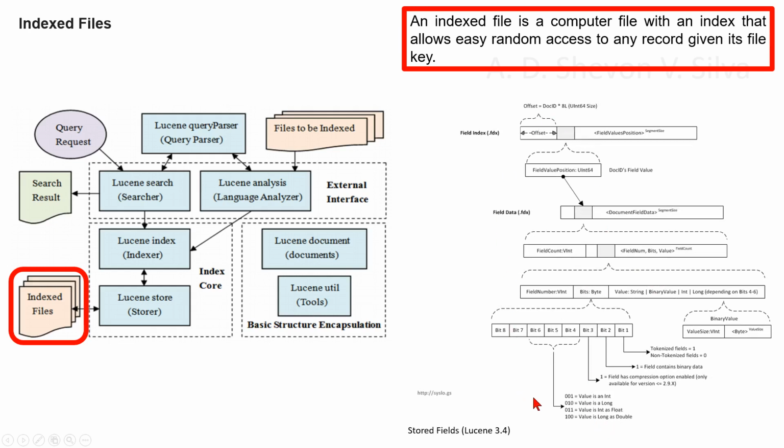Here you can see stored fields. Stored fields are the original raw text values that were given to Lucene. This is not really a part of the inverted index structure. It's simply a mapping from document ID to stored field data.